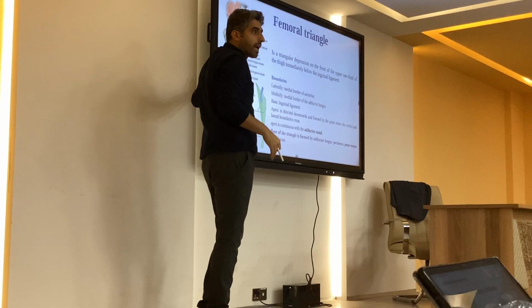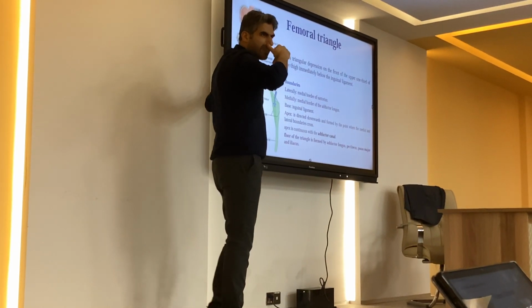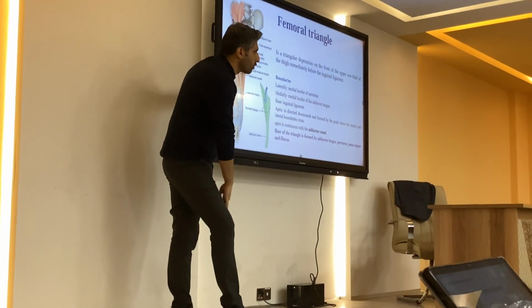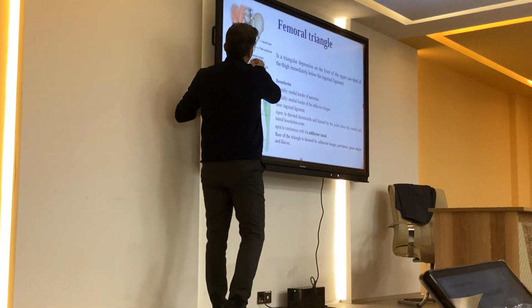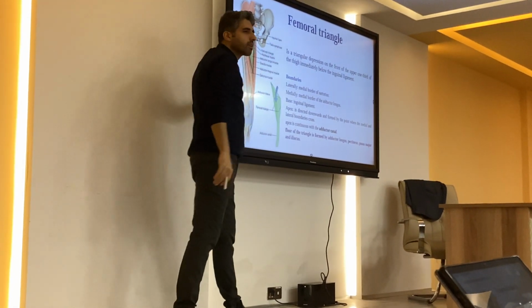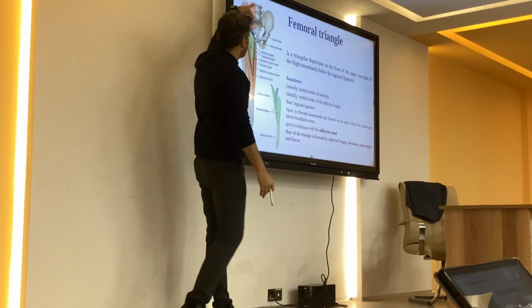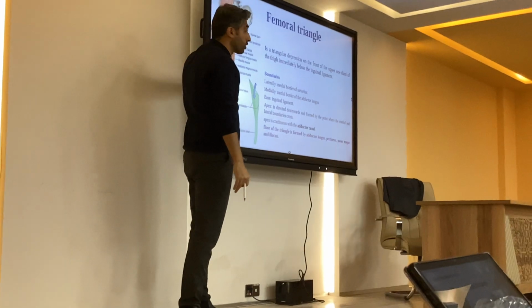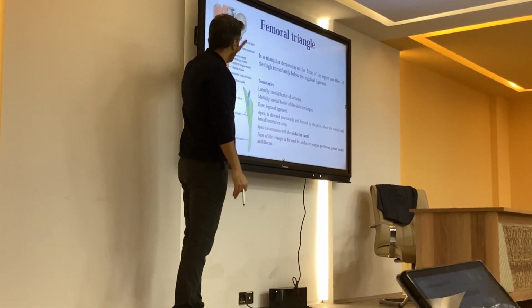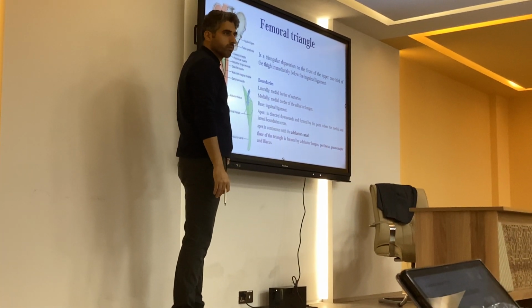On the medial side of the triangle, we have another muscle, adductor longus, in the adductor group. We will talk about that muscle later. So this is the triangle. Again: base, inguinal ligament; lateral side, sartorius muscle; medial side, adductor longus.